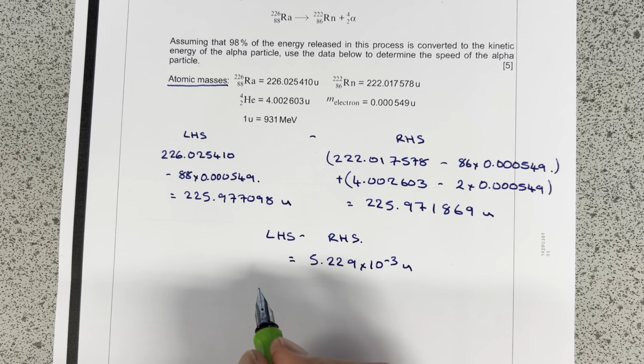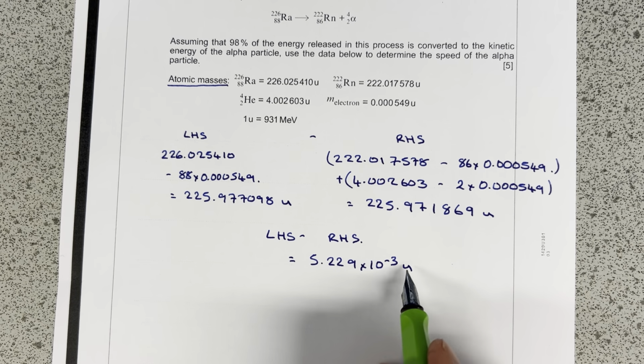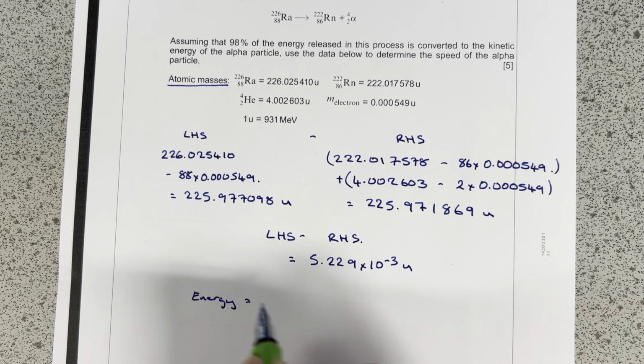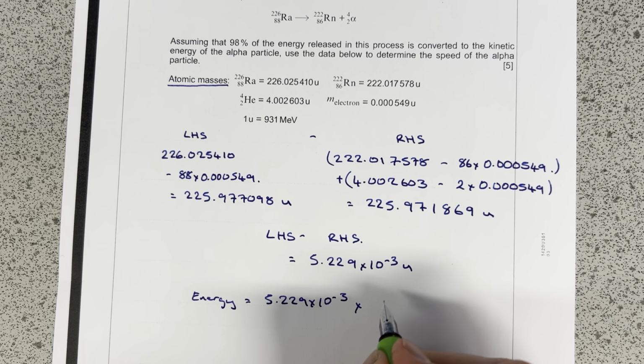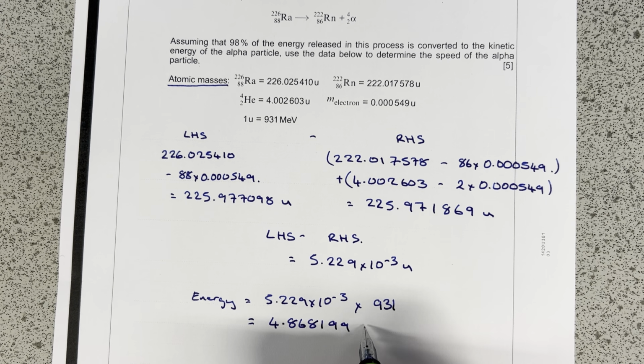So using your conversion figures that you are given here, 1U is equal to 931 MeV. Let's turn this from a mass into an energy loss. So I'm going to say energy equals 5.229 times 10 to the minus 3U times 931. And that's going to give me a value of 4.868199 MeV.